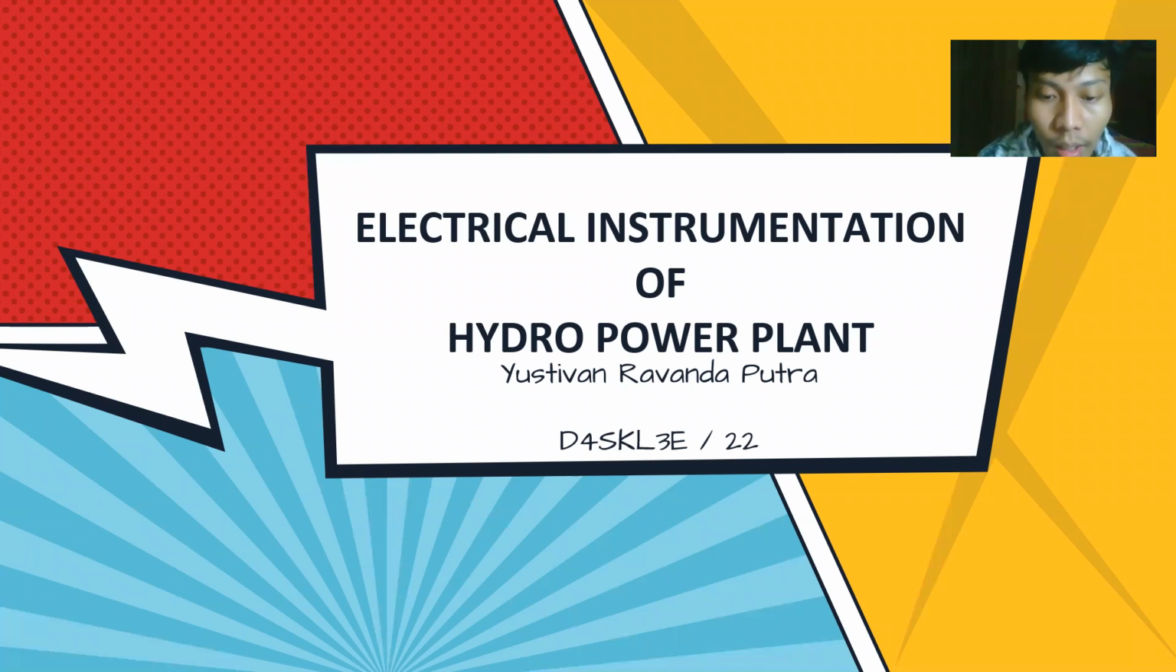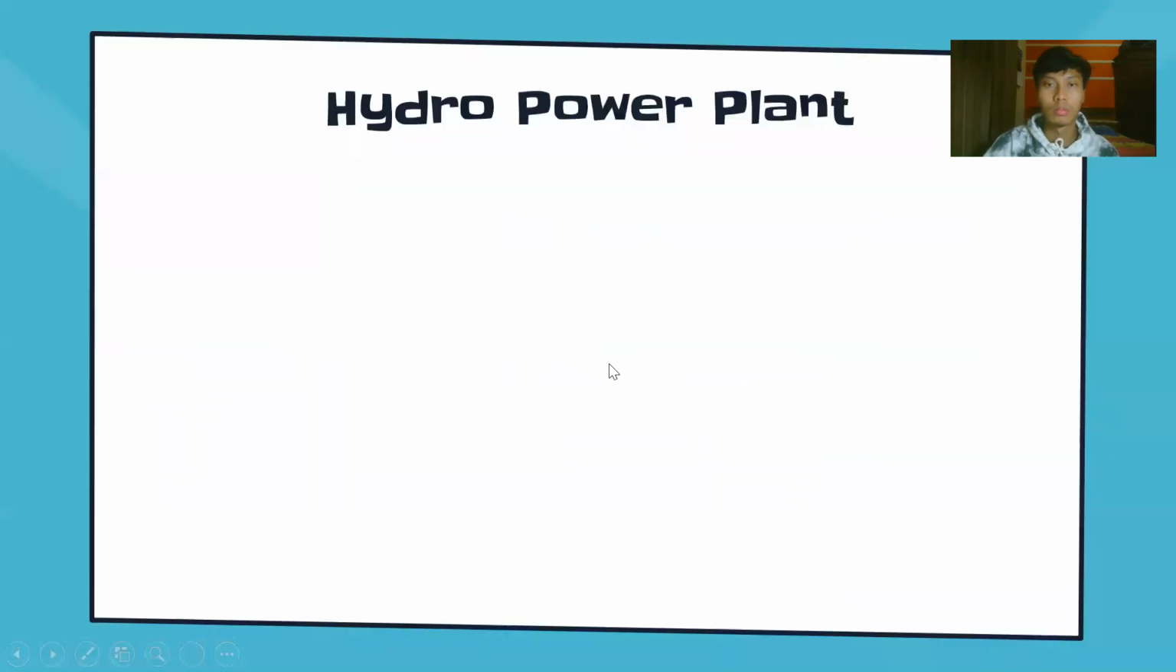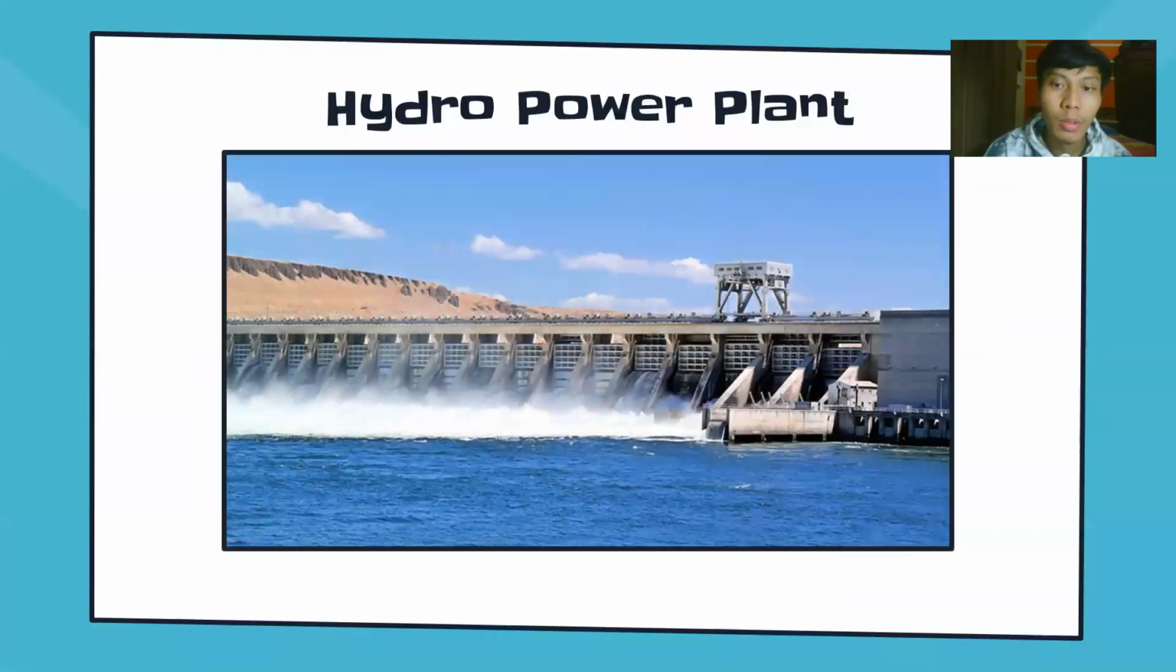From Electrical Engineering 3E. I will explain about electrical instrumentation of hydropower plant. So this is the picture of a hydropower plant.